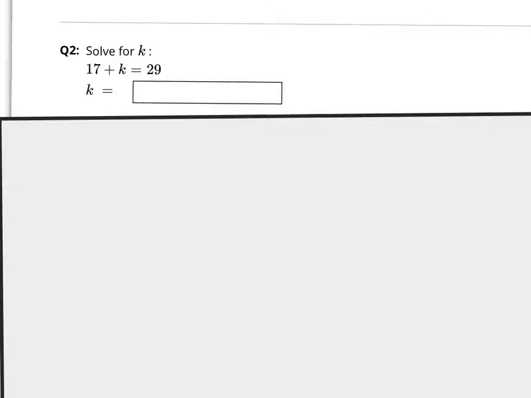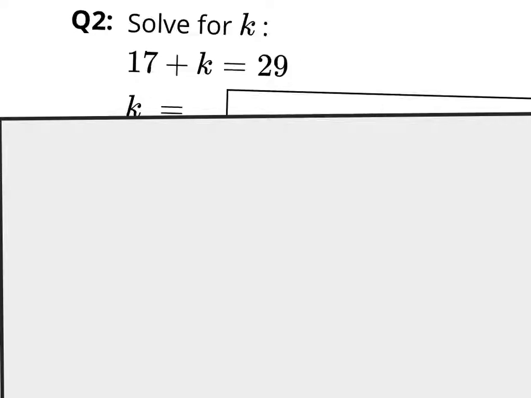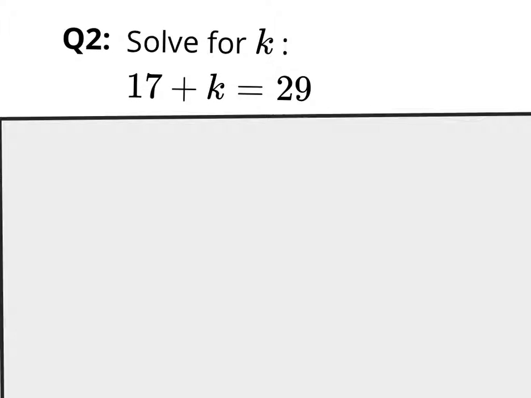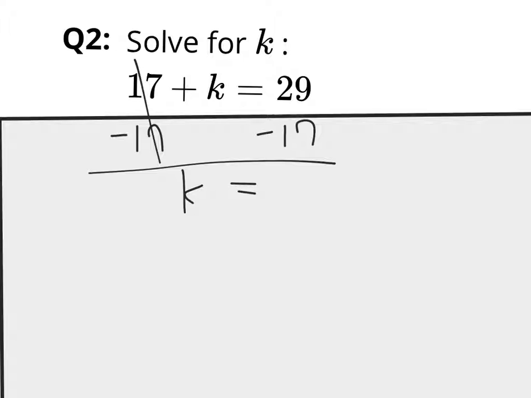Number 2, we got a similar idea. Again, we're going to look on the side with the variable, the side with the k, and we can see they are adding, means we need to subtract. Good. So we'll subtract 17, do that on both sides of the equation, keeps our equation balanced, and we would get 12. Good. And again, really quickly, we could put that back in the equation. 17 plus 12 equals 29, so we know we got the right answer.